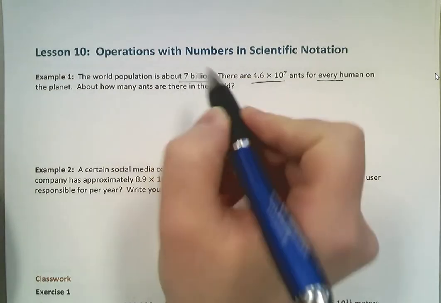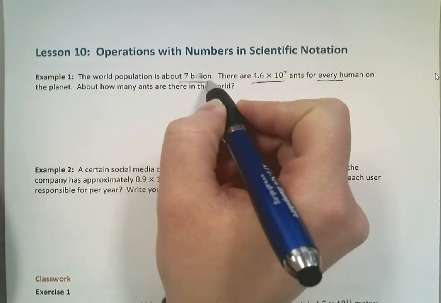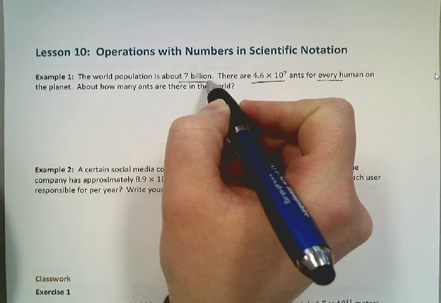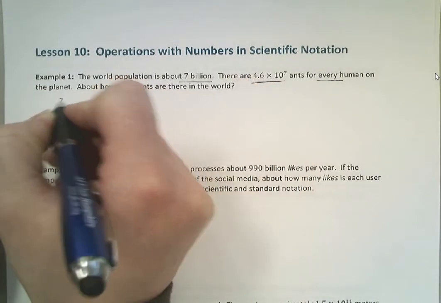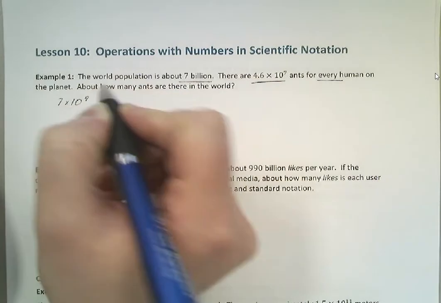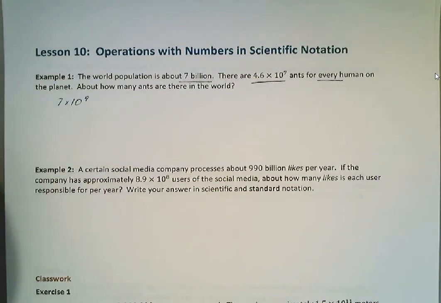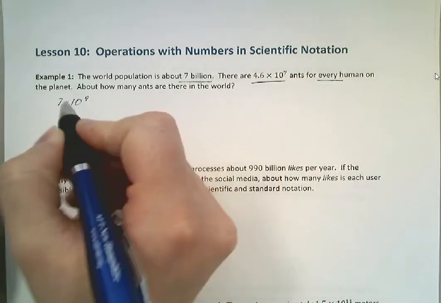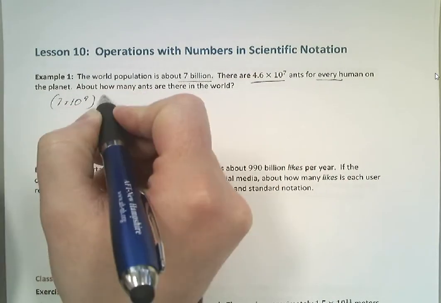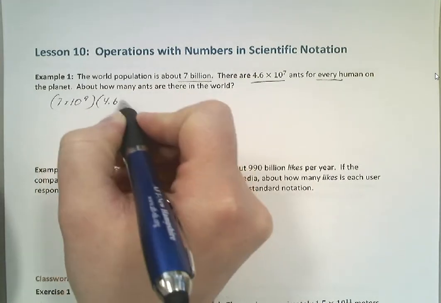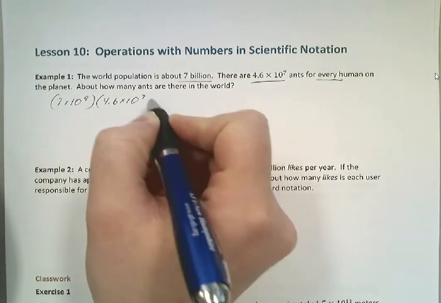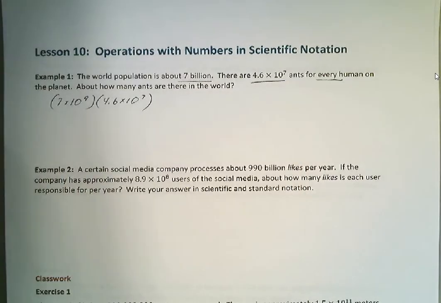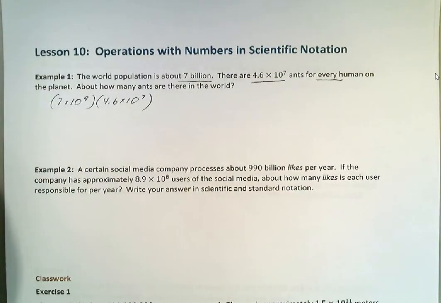So first thing that we want to do is to change the word 7 billion into scientific notation. 7 billion is 7 multiplied by 10 to the 9th power because billion has 9 zeros, right? So that is the world population. And we are going to multiply that by 4.6 times 10 to the 7th power. So this is a basic multiplication problem. All numbers are multiplied by each other. There is no power raised to a power.